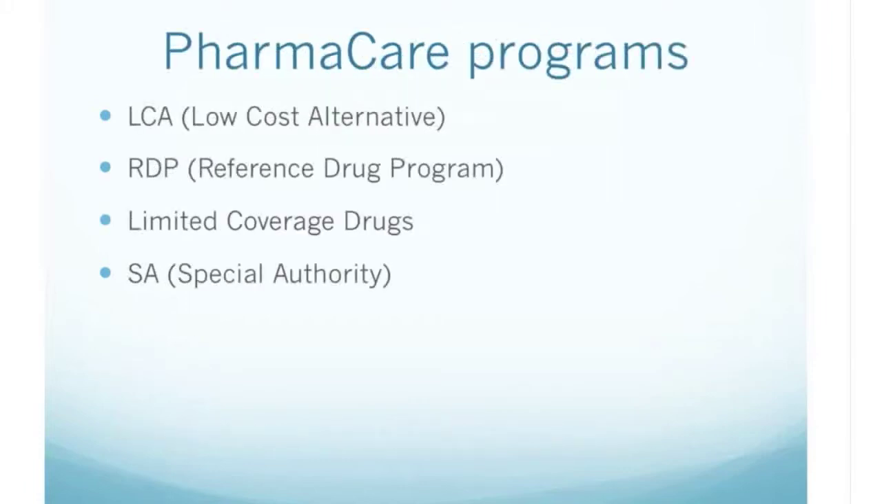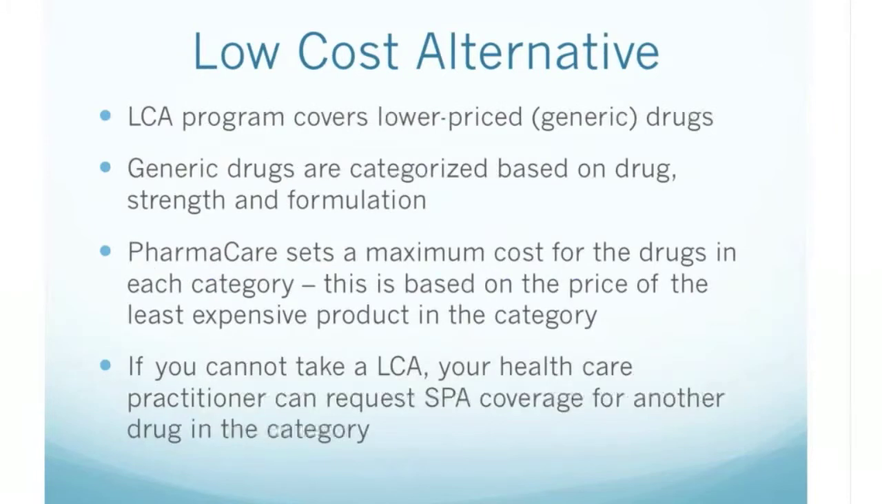To recap as well on the Pharmacare programs and give you some definitions. So the Pharmacare programs include LCA, which stands for Low Cost Alternative Program, the RDP, the Reference Drug Program, Limited Coverage Drugs, and Special Authority. So to define those, the Low Cost Alternative Program covers lower priced, often known as generic drugs. Again, to remind everybody that generic drugs contain the same active ingredient, have got the same therapeutic response, but are lower priced. Generic drugs are categorized based on the drug, the strength, and the formula.